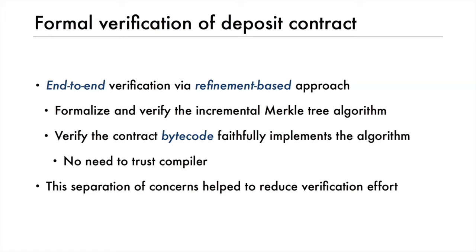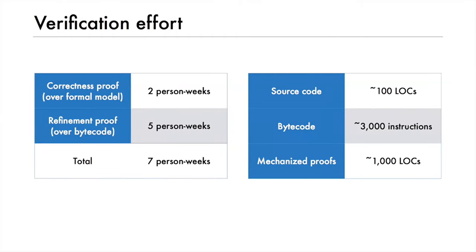Here are some quick statistics about the verification effort. The entire verification took 7 man-weeks, where the correctness proof of the formal model took 2 weeks, and the refinement proof took 5 weeks. The size of the source code is around 100 lines of code, the bytecode is around 3,000 instructions, and the mechanized proof is around 1,000 lines of code.